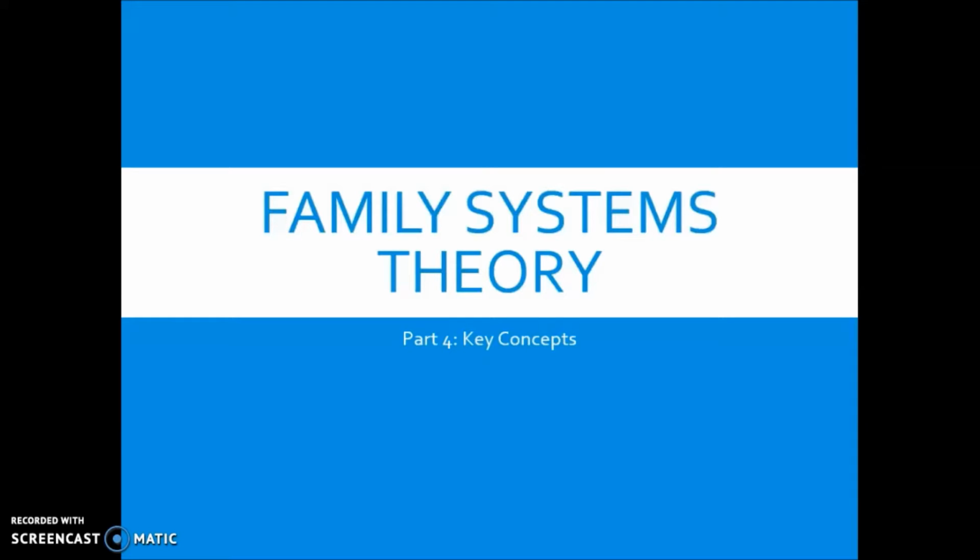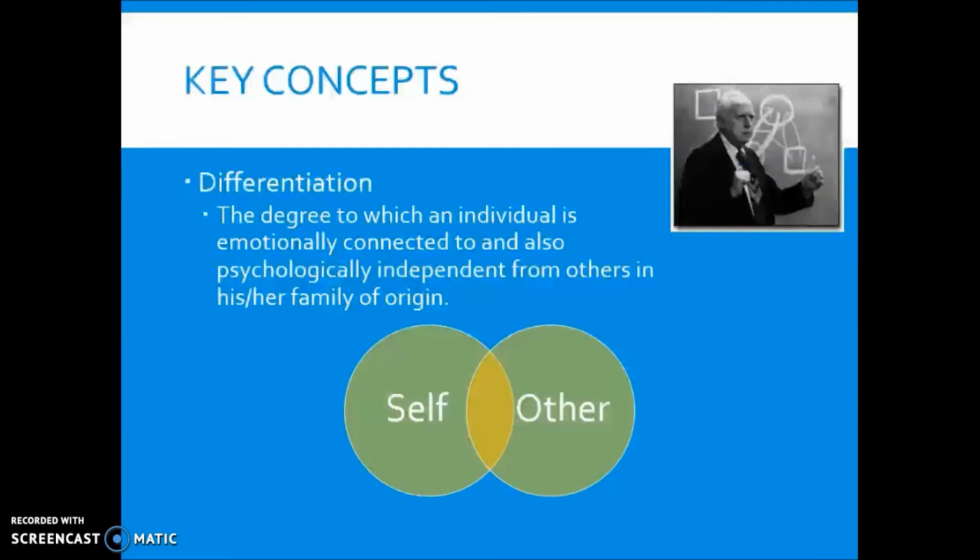For this next section, we're going to go over some key concepts of family systems theory. So we've talked about some of the more abstract ideas or assumptions. Let's get into some of the more nitty-gritty stuff. A lot of these first couple of ideas are coming from Murray Bowen's work specifically. One of his most influential concepts that he developed was this idea of differentiation.